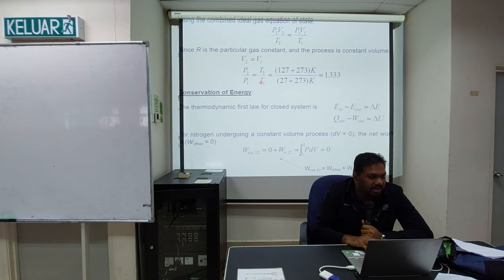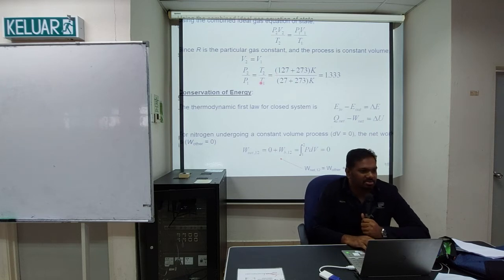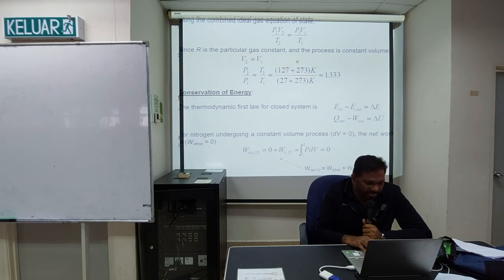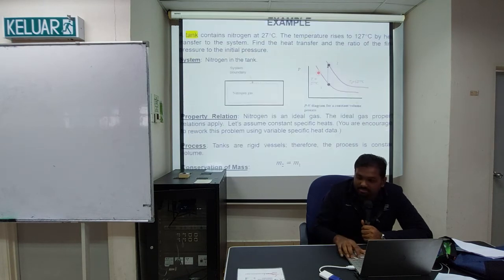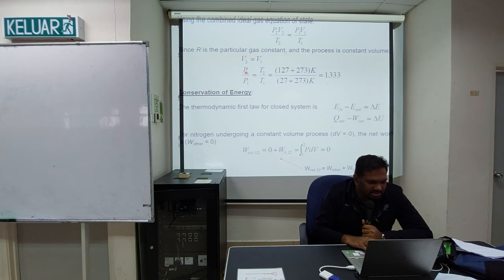T2 and T1 are already given in the question. So 127 plus 273 because it's in Kelvin, and 27 plus 273 in Kelvin. You get the ratio of 1.333. If you look here, the question asks to find the ratio of final pressure to initial pressure. So the final pressure to initial pressure is 1.333. So that is the first part.